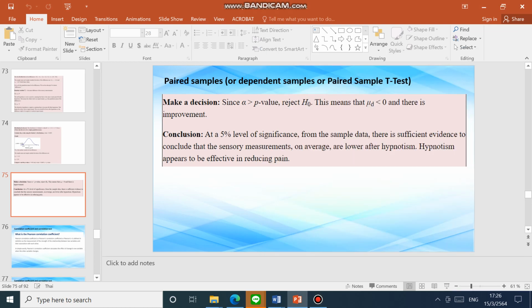Okay, let's make a decision. Since alpha is greater than the p-value, you reject the null hypothesis. This means that mu d is less than 0 and there is improvement. So let us continue for the next episode, next video.